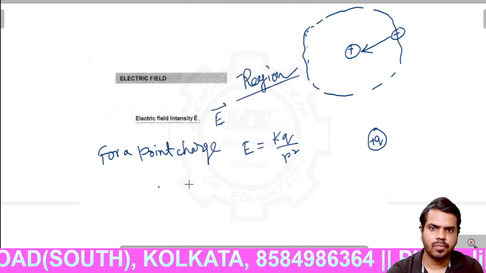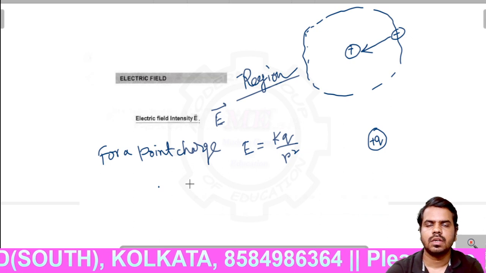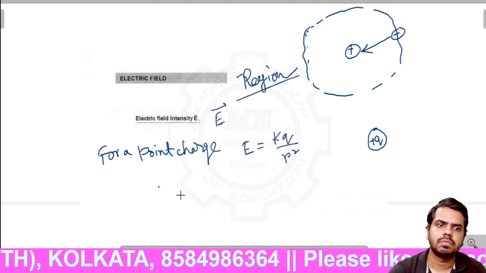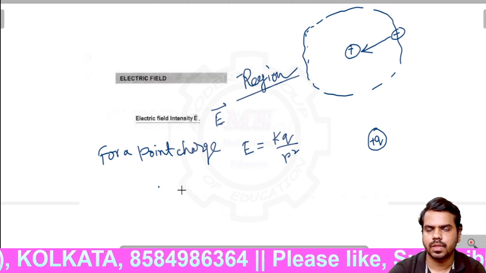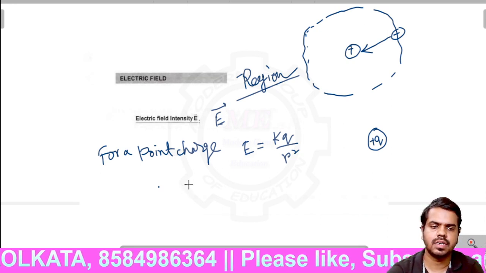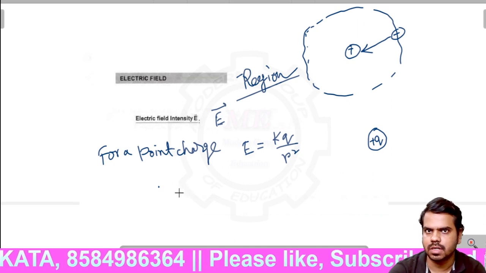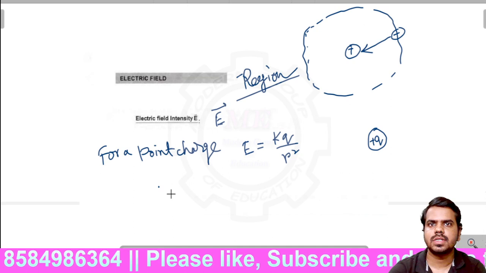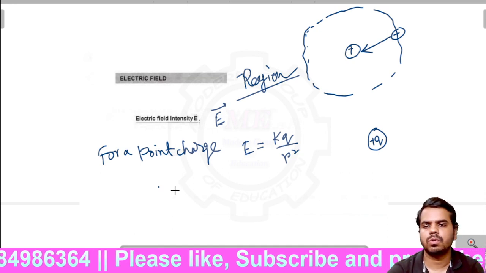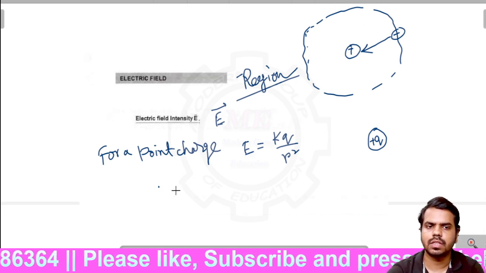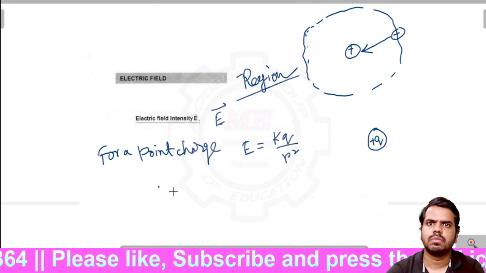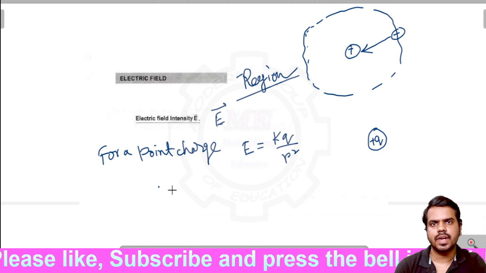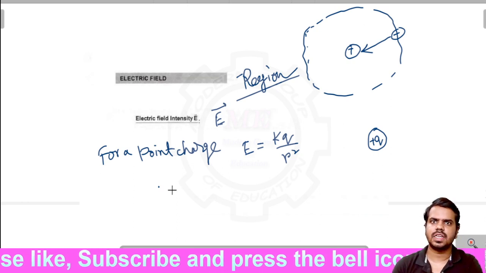The term point charge is a relative term. That means it depends on person to person. We know that a point has no length, no width, and no height. But a point charge can be any type of charge which is spherical in nature.